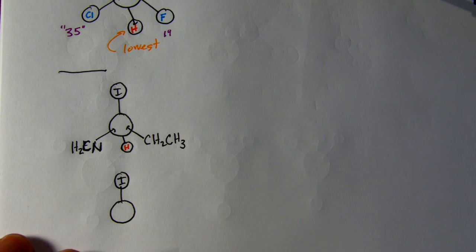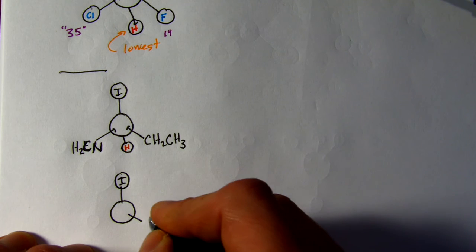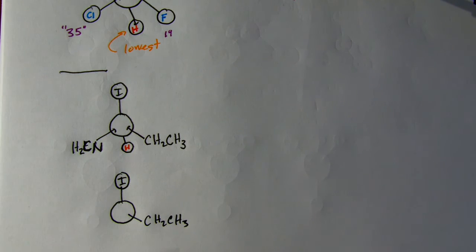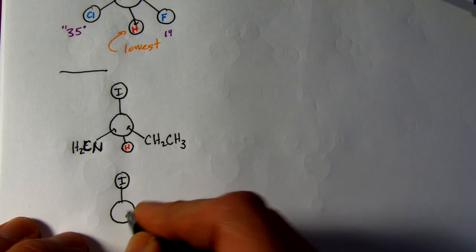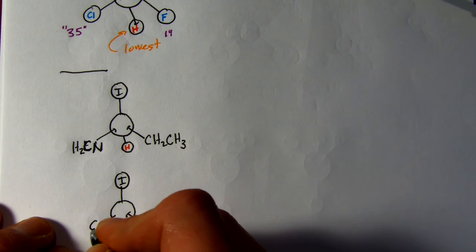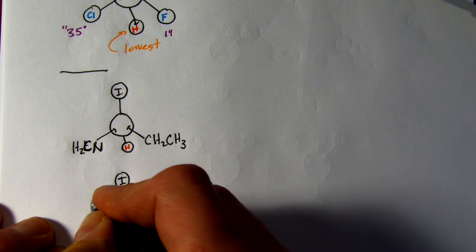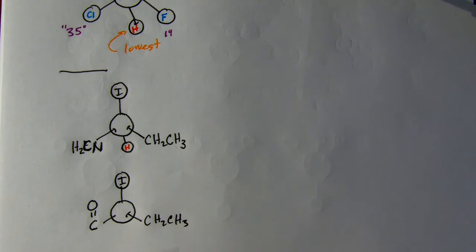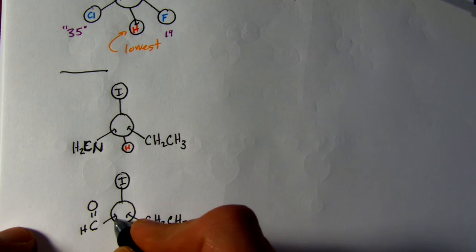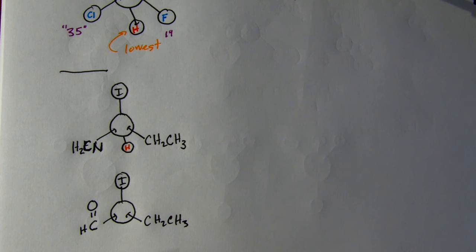This time, let's put CH2CH3 here. Again, that's coming out to the front. And let's put a C double bond O here. And then that might be an H. Okay? So let's look at what happens there.